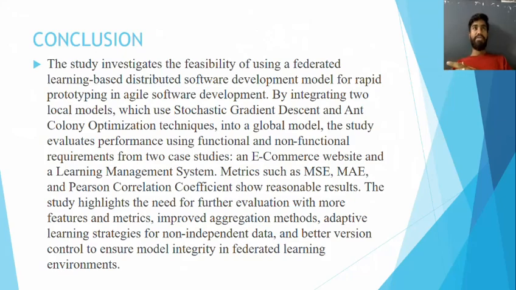After completing the one whole step, in breaking small parts in each process, agile software development is cost effective and the best method for the current environmental demands and current scenario. And by integrating these two models, stochastic gradient descent and ant colony optimization techniques, we'll get a global model.